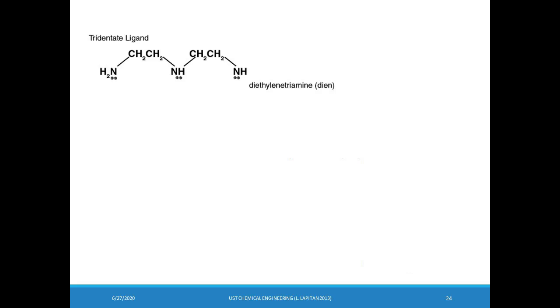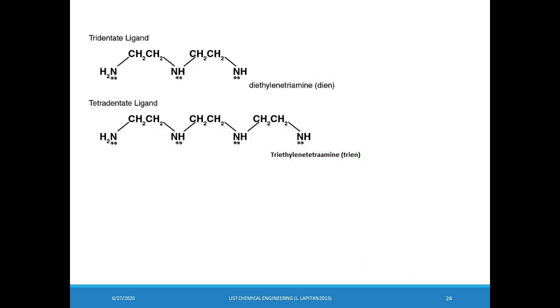Tridentate ligands have 3 donor atoms which allow them to bind to a central metal atom at 3 points. A common example is diethylene triamine. As shown in this figure, the nitrogen atoms each have a pair of electrons that can be used to bond to the central metal atom or ion. Tetradentate ligands have 4 donor atoms which allow them to bind to the central atom at 4 points. As shown in this figure, the nitrogen atoms each have a pair of electrons that can be used to bond to the central metal atom.